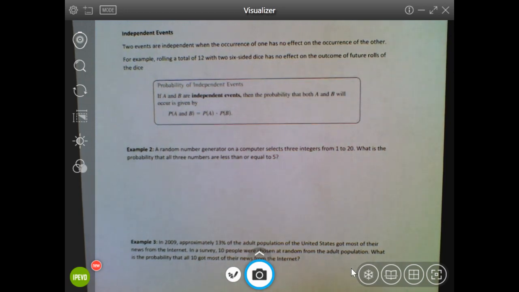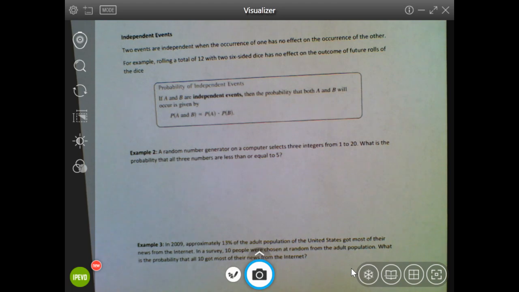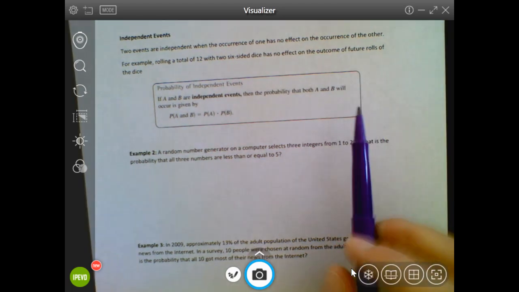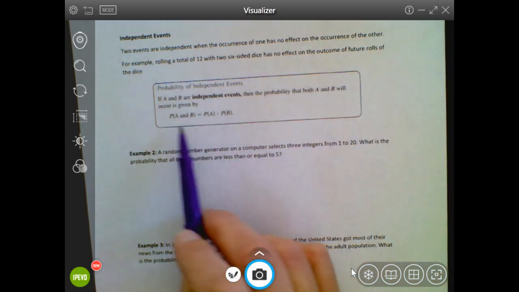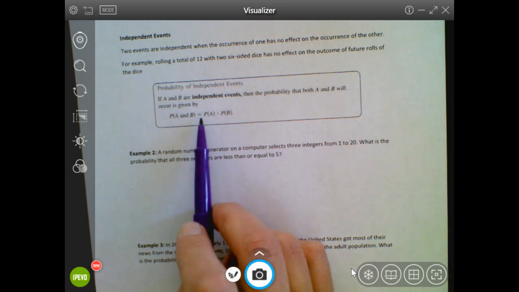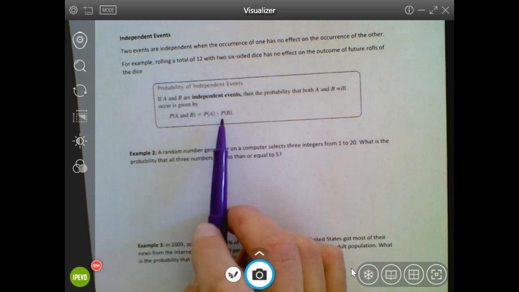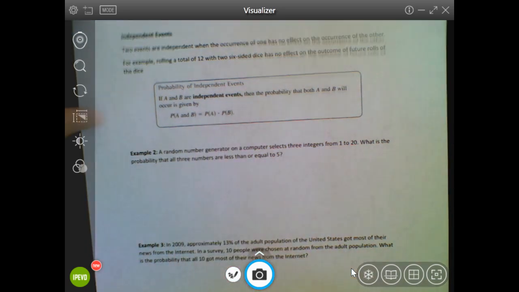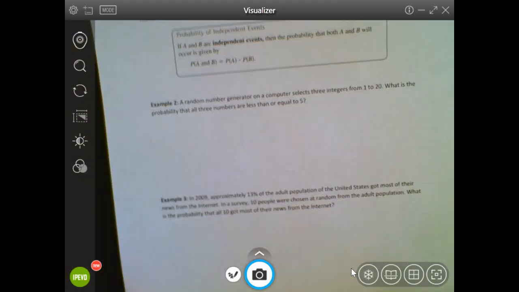So when we talk about independent events in terms of probability, we can say that if A and B are independent events, the probability that both A and B will occur is given by a different formula. The probability of A and B occurring is the probability of A times the probability of B. So let's look at a couple of examples of what this looks like.